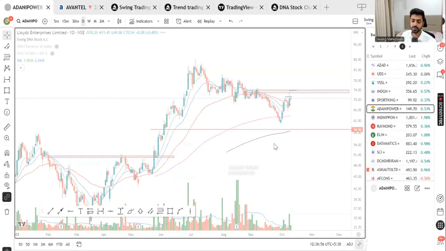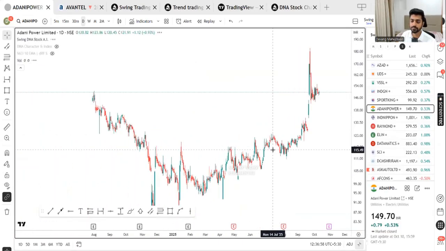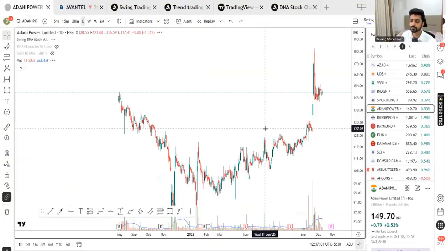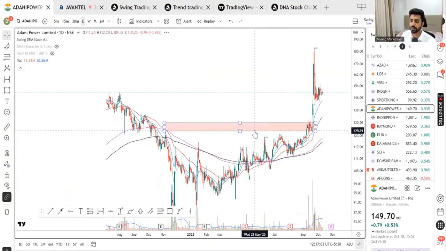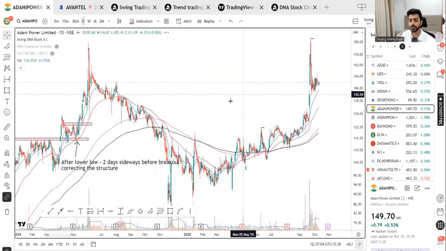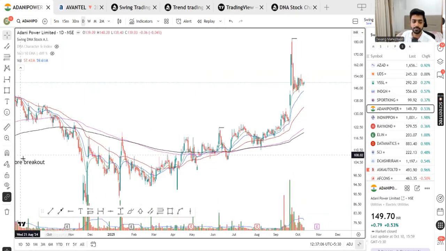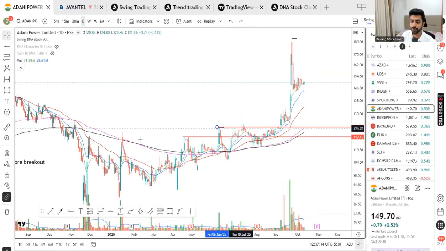Adani Power, this is one recent one. Now here you can look, back to back, so many breakout failures. Okay, here you have a breakout failure here, then it tried to move up, you had a breakout failure here. Eventually here it moved. So you can then draw it as an up slope.